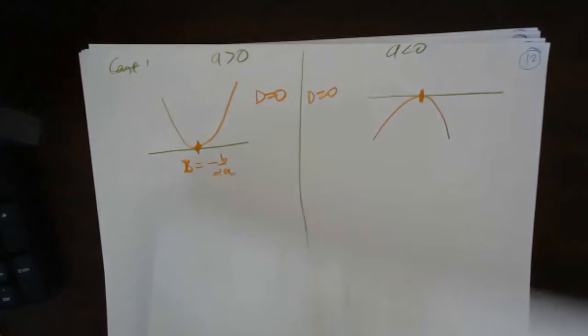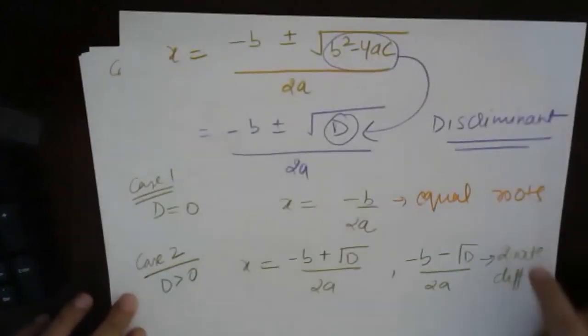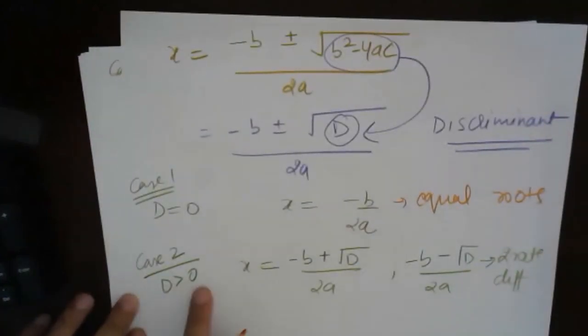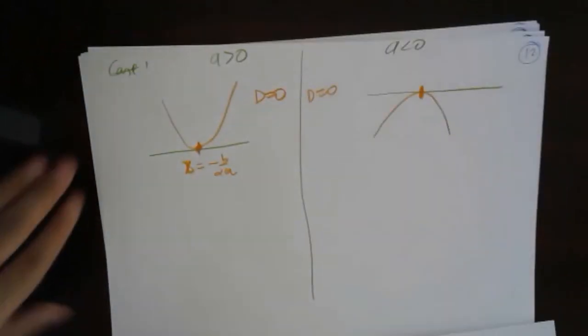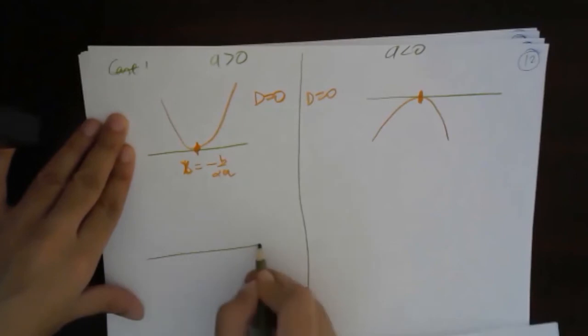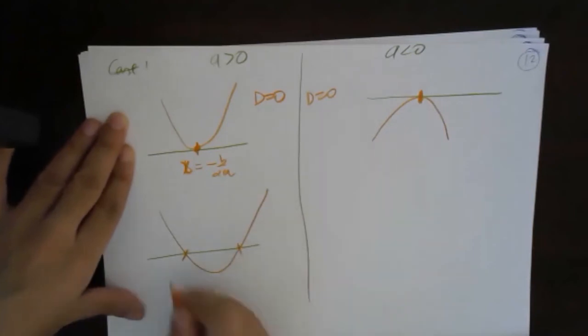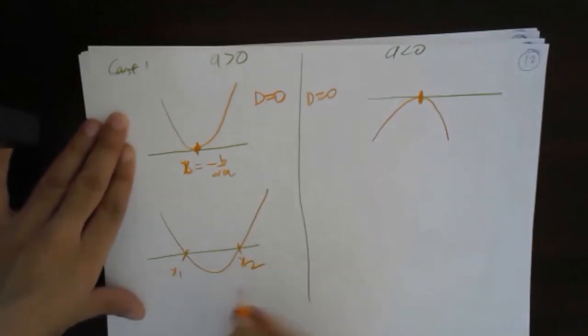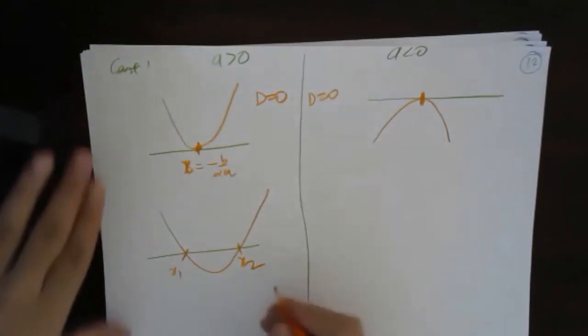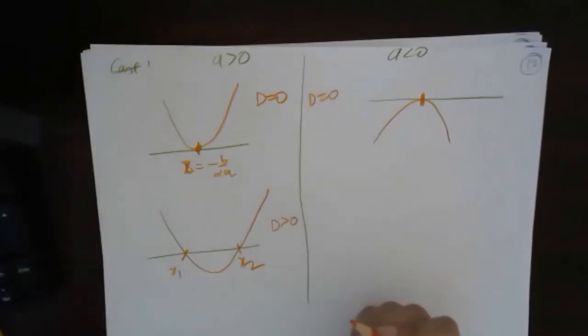Okay. Now let's look at this part. What is this? D greater than 0. You will get two distinct points. So let's draw this curve and the x-axis. The curve will be something like this. This is point 1, this is point 2. So this is x1, suppose this is x2. Two distinct roots. This is the case when d is greater than 0.